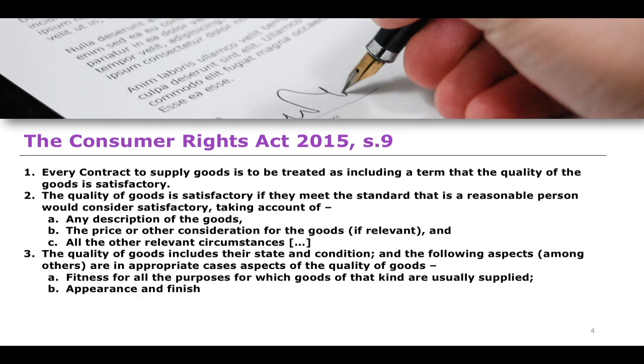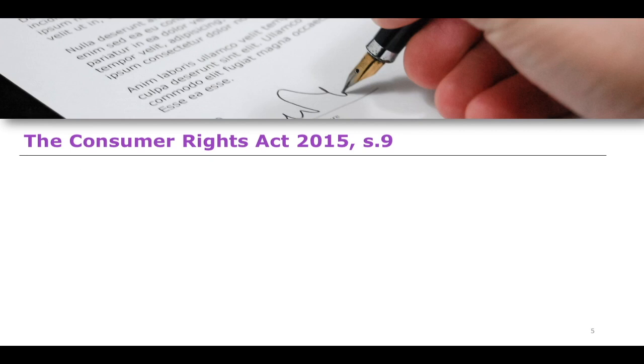Of course, the appearance and finish will give quite a lot of an indication as to the satisfactory quality of that particular product. Freedom from minor defects, safety, durability, all of which are considerations that are necessary for understanding whether or not goods are satisfactory as per Section 9.